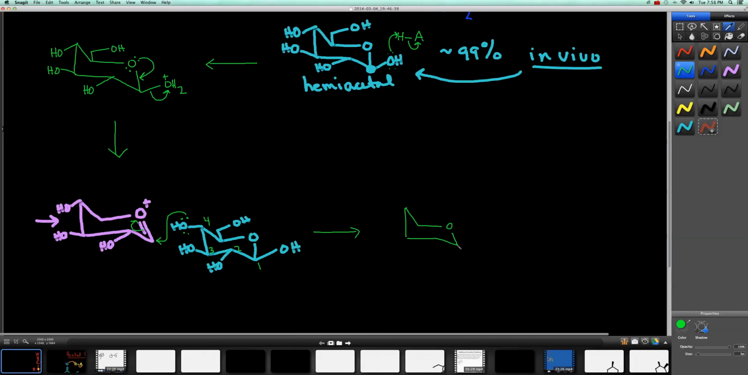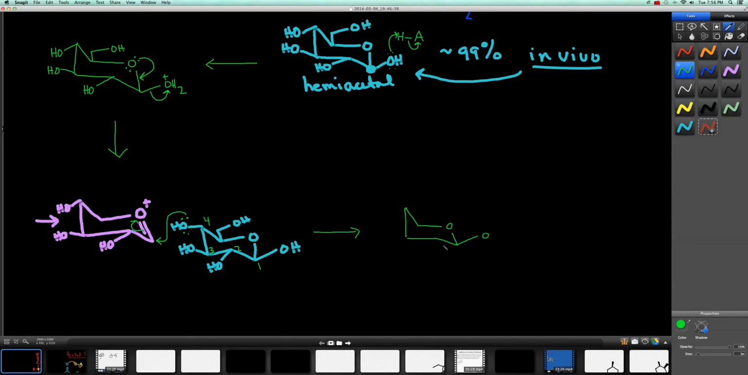you can have a choice here. Typically we'll see this in the beta conformation, which means equatorial. I don't think that really should be a big surprise because equatorial is typically thought to be more stable than axial. Since this is carbon 1 and this is carbon 4, this is called a 1,4 beta linkage.